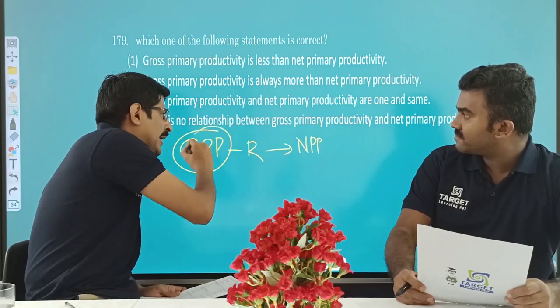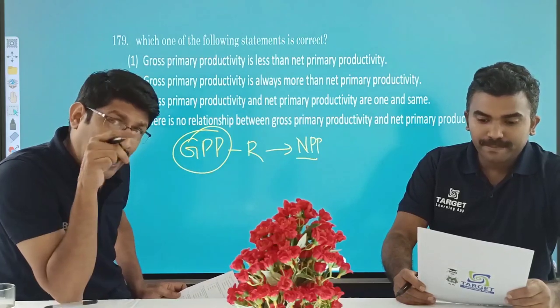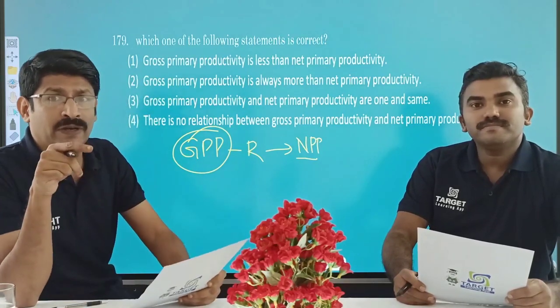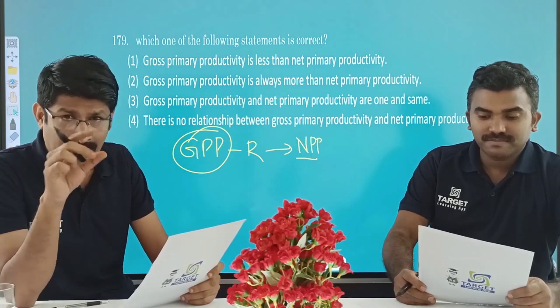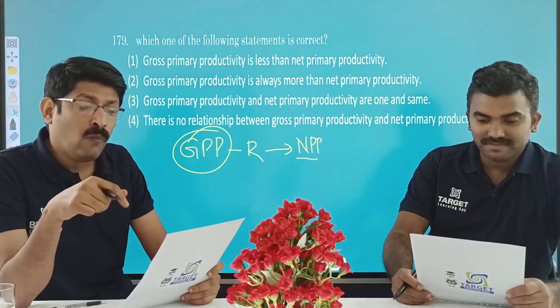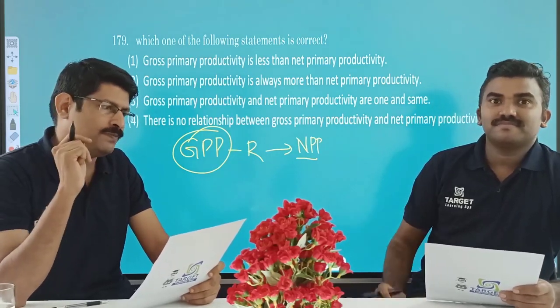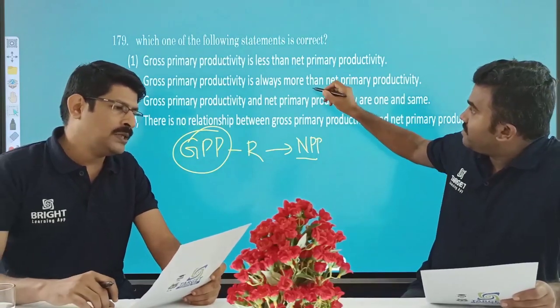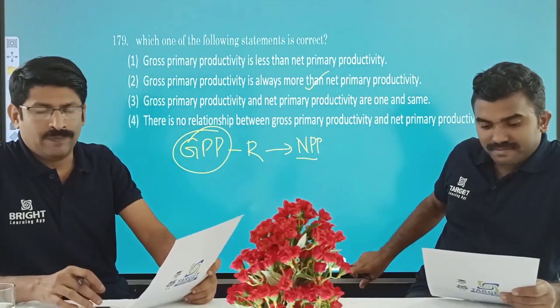So GPP is always greater, and NPP is lesser. From the GPP, NPP is available. And NPP is the primary productivity available to the herbivores and the decomposers, as in the last line of that paragraph. So gross primary productivity is always more than net primary productivity. So the second option is the right answer. Page number 243 of the chapter Ecosystem.